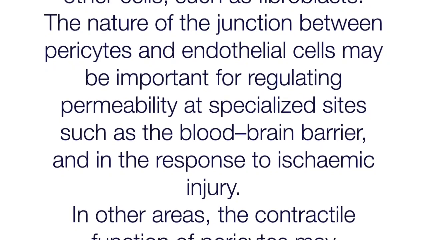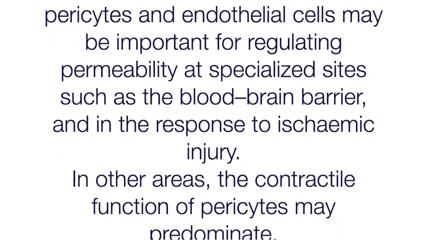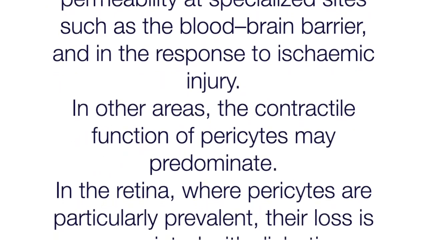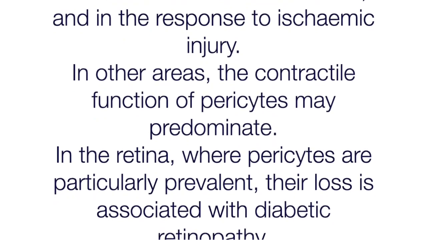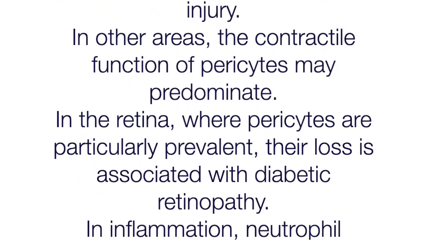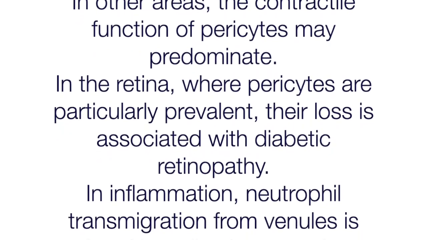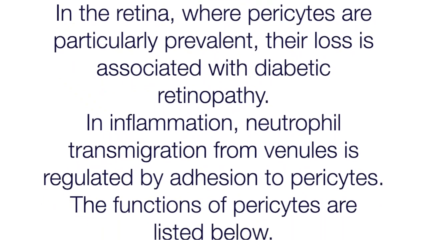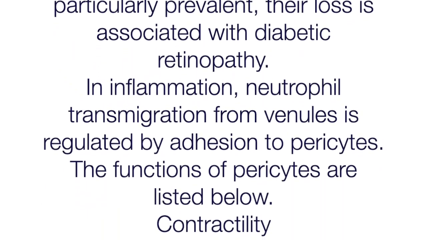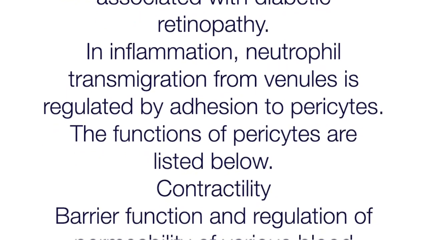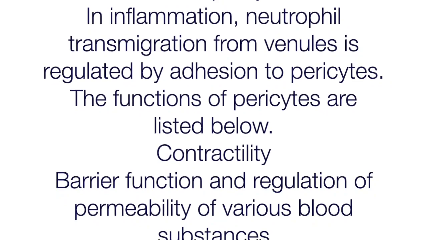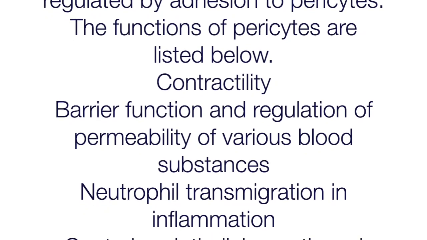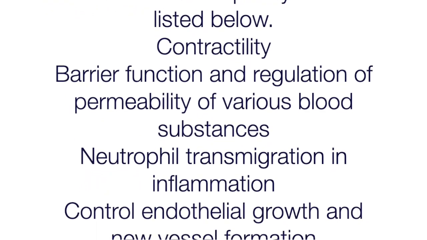The nature of the junction between pericytes and endothelial cells may be important for regulating permeability at special sites such as the blood-brain barrier and in the response to ischemic injury. In other areas, the contractile function of pericytes may predominate. In the retina, where pericytes are particularly prevalent, their loss is associated with diabetic retinopathy. In inflammation, neutrophil transmigration from venules is regulated by adhesion to pericytes.